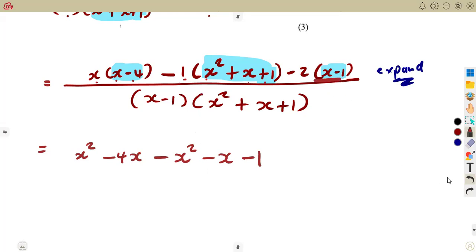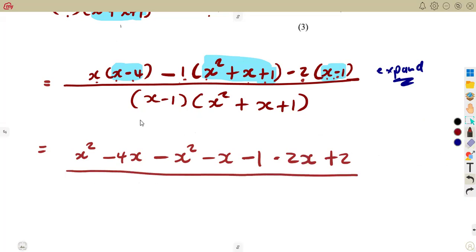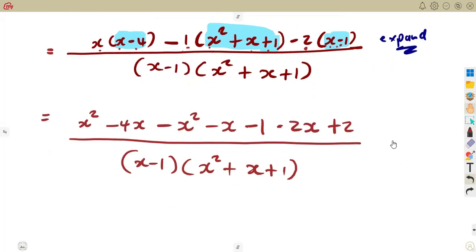You move on to this bracket. What is outside is negative 2. Negative 2 times x, negative 2x. Negative 2 times negative 1, it's positive 2. That's a positive. Everything over our denominator, this LCM as it is, which is x minus 1 into x squared plus x plus 1. Never expand your denominators, just leave them as they are.